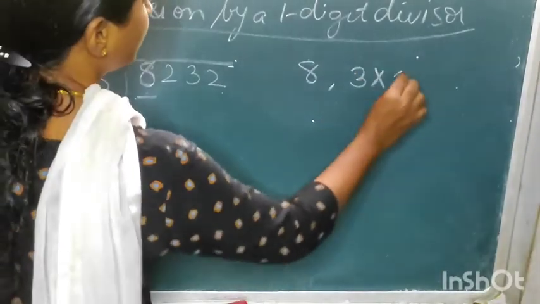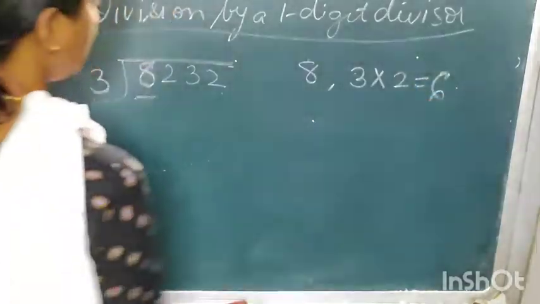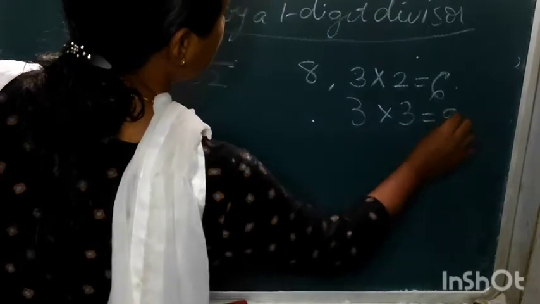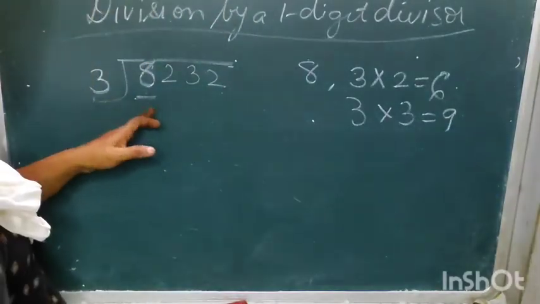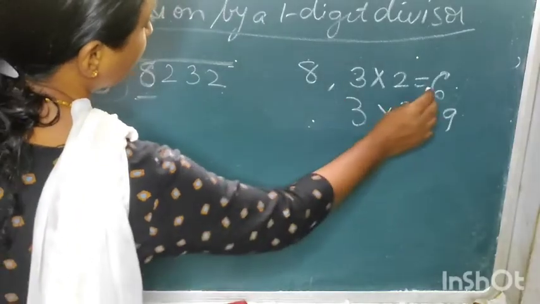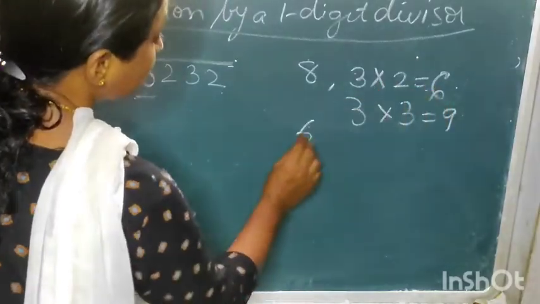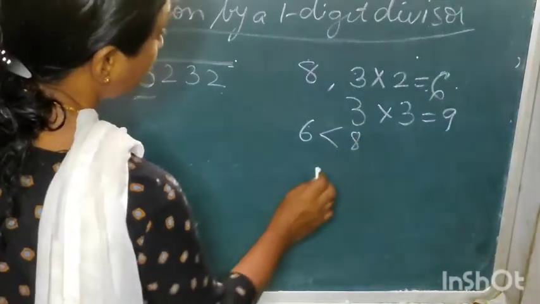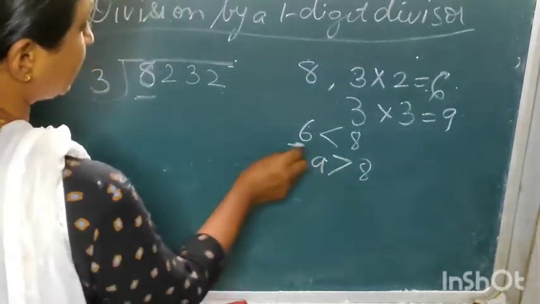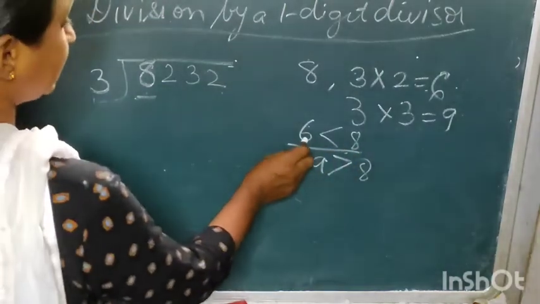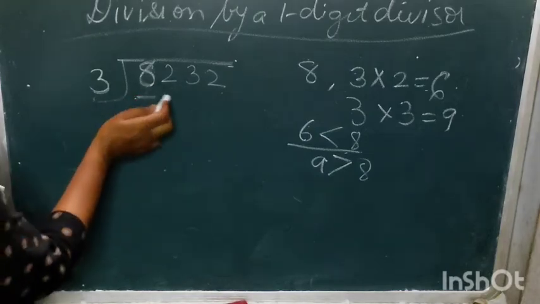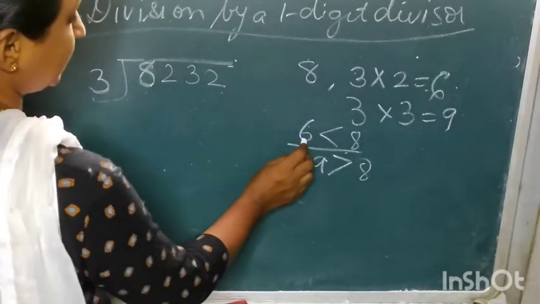We have to check how many times. 3 into 2 is 6, and 3 into 3 is 9. When you see here, 6 is less than 8 and 9 is greater than 8. So we will take 6 because 6 is less than 8. We cannot take a number greater than 8.